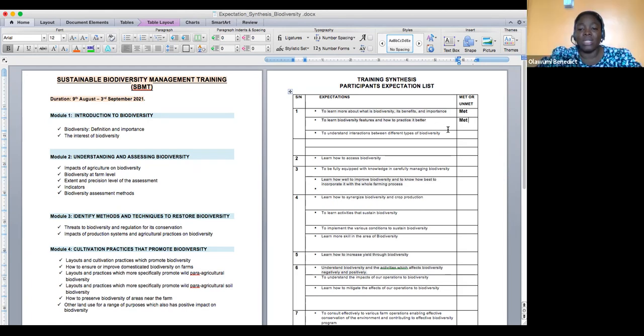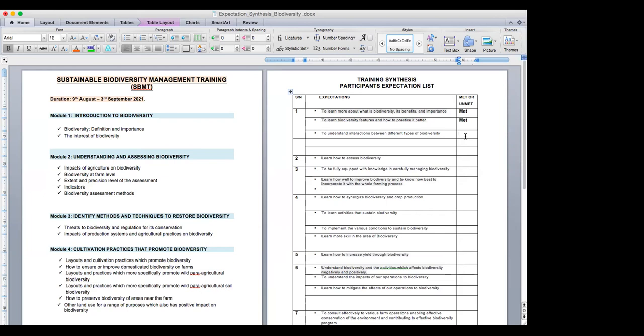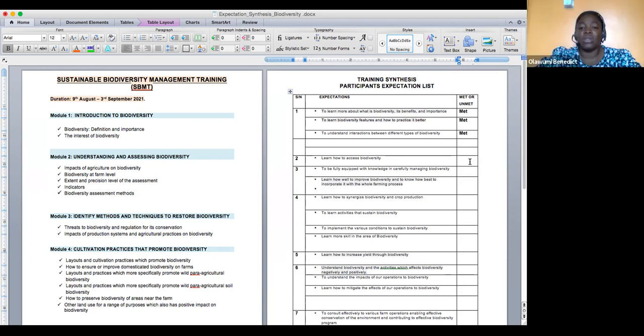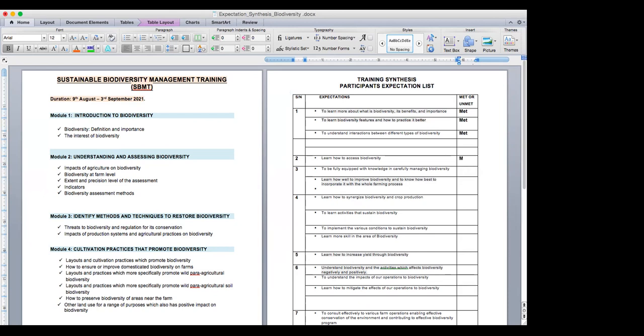The next one, to understand interactions between different types of biodiversity. Was this expectation met or unmet? It was met. Thank you. The next one is to learn how to assess biodiversity. Was this expectation met or unmet? It was met. Thank you.